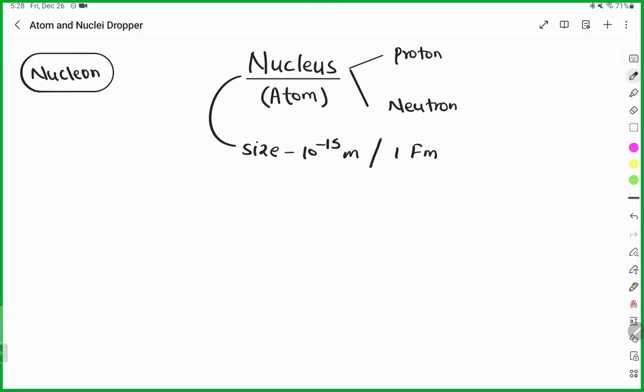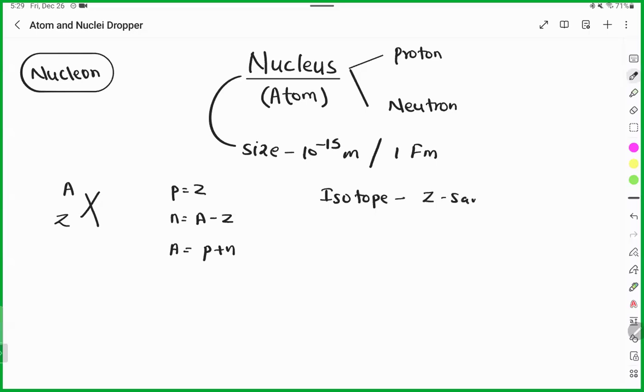When we consider the total atom, for example any X atom, Z represents the proton number and A represents the proton and neutron both. That's why proton number is equal to Z, neutron number is equal to A minus Z, and A is equal to proton plus neutron. If you say isotope, it means Z is same. If you take isobar, then atomic mass is same. And if you take isotone, it means number of neutrons, A minus Z, is same.